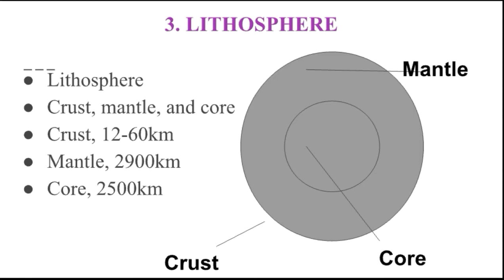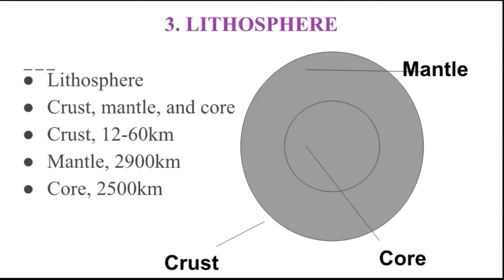The thickness of the mantle is estimated at about 2900 kilometers. The inner core is about 2500 kilometers thick, and it is in a solid or molten state. It is composed of nickel and iron.